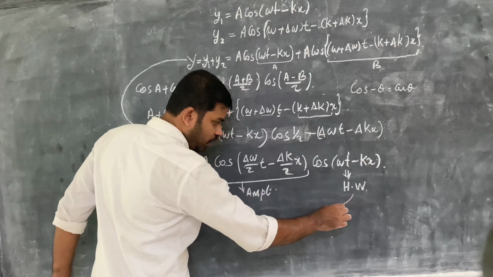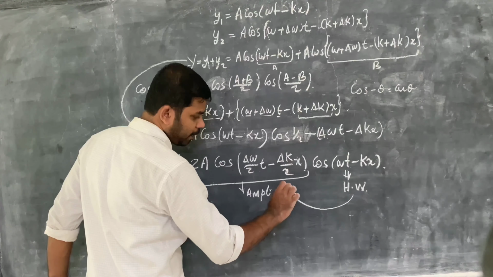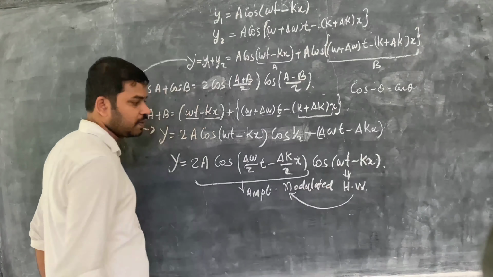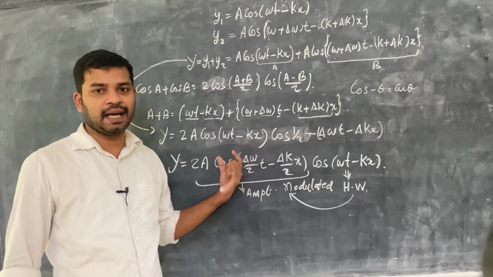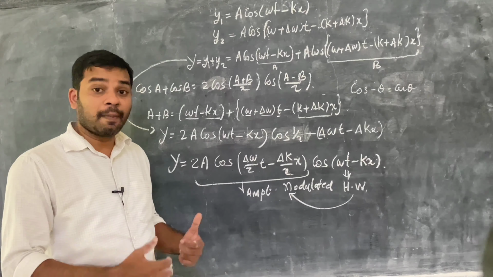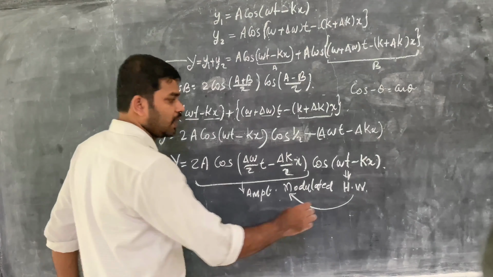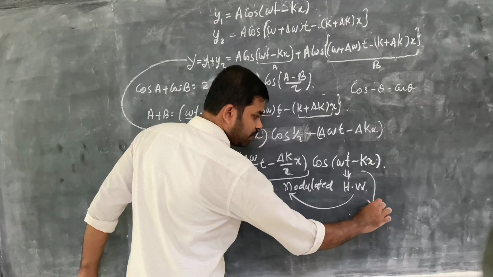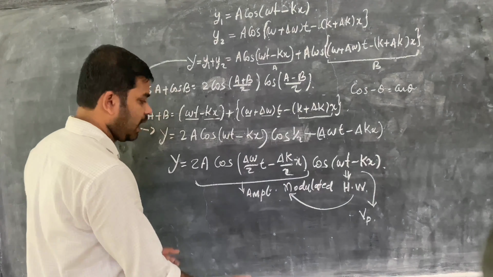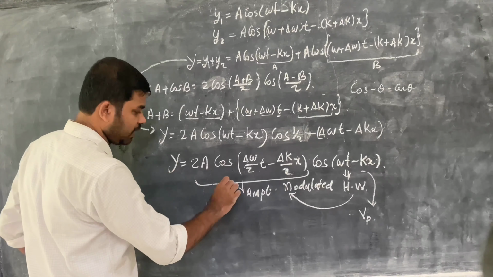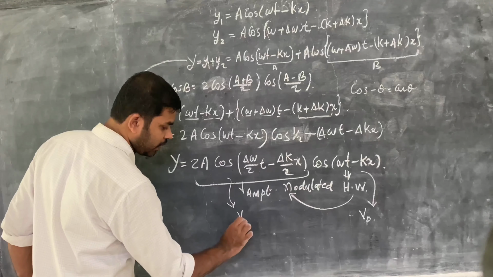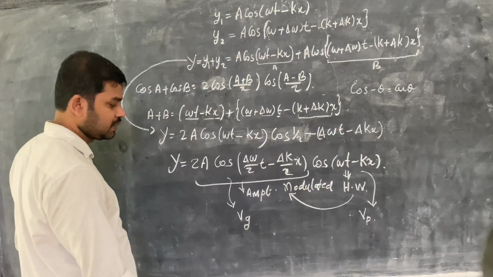This harmonic wave is modulated by this amplitude. That means our harmonic wave undergoes some amplitude modulation. This is the representation of the harmonic wave. Its velocity is called the phase velocity, and this is the modulated wave, and the velocity of this modulated wave is called the group velocity, that is Vg.